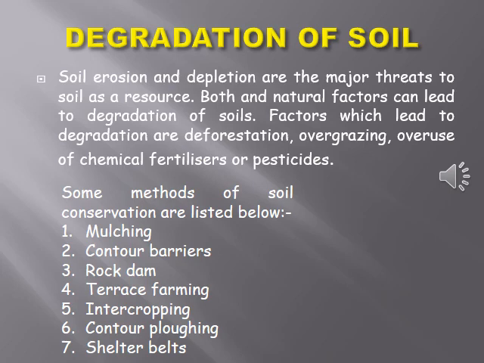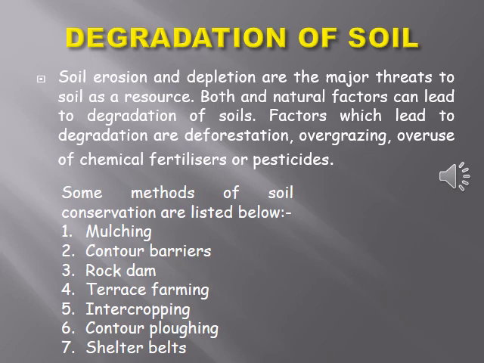Degradation of the soil. Soil erosion and depletion are the major threats to soil as a resource. When we are doing agriculture, these are the main problems people face. So what are the reasons for soil erosion? There are natural factors and human factors also. Natural factors, in the sense, sometimes when heavy rainfall comes, or flooding, or landslide, those kinds of things are natural factors that can lead to degradation of soil.